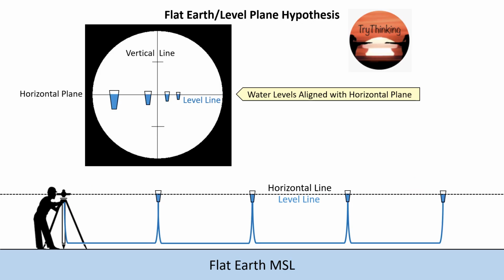Well, first I started with the flat earth model, and here's some graphics I made when I went on Bev's Try Thinking channel, which is why I included water levels. Now on a flat earth, a horizontal line and a level line would be one and the same. So if you look through this auto level at this row of water levels, what you would see is that they would all be in alignment with that horizontal plane.